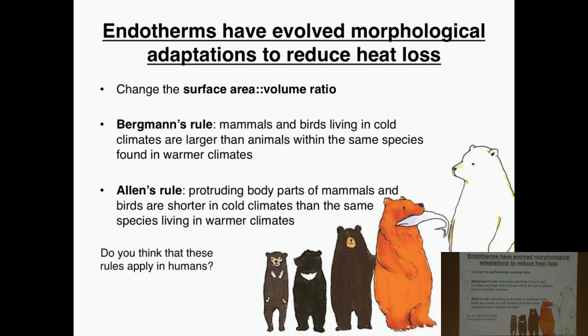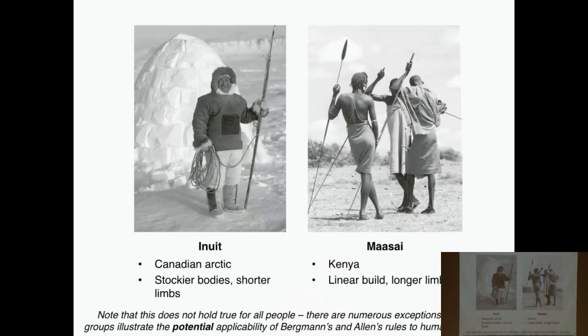So do you think that these rules apply in humans? In 3, 2, 1, what do you think? So we see some combination, and it turns out that there are some examples where they do seem to hold up, but there are also exceptions. So it's not super clear.